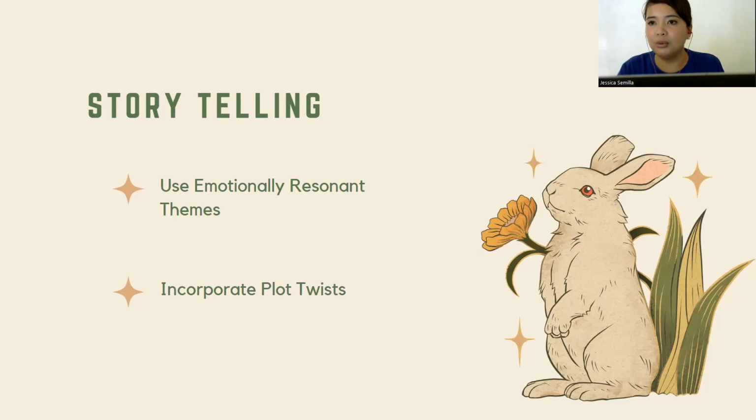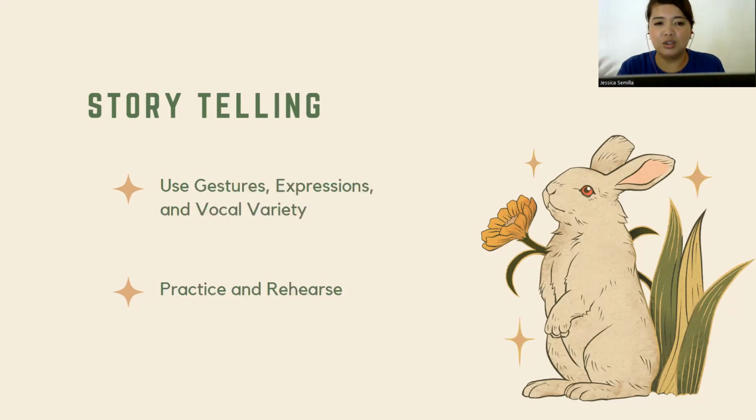So if some of them already know the story itself, you can take a twist of the storyline or the story plot so that they will have an excitement listening to your story, even if they have heard it already. Okay. So another one is you need to use gestures, expressions, vocal variety. Like the ones that I have told you, try to have different voices so that you can make an engaging type of story. Another one is you need to practice, rehearse it.